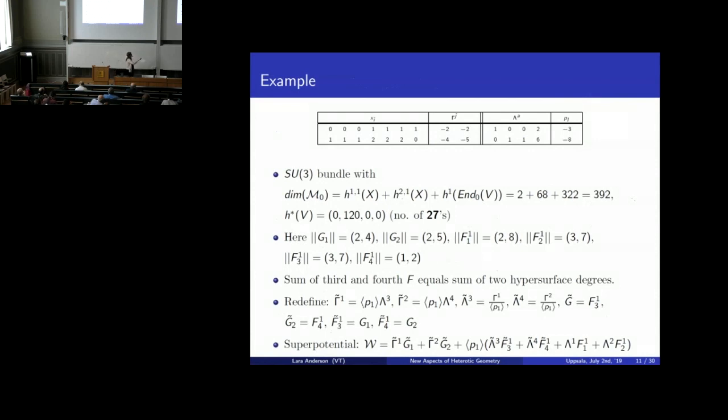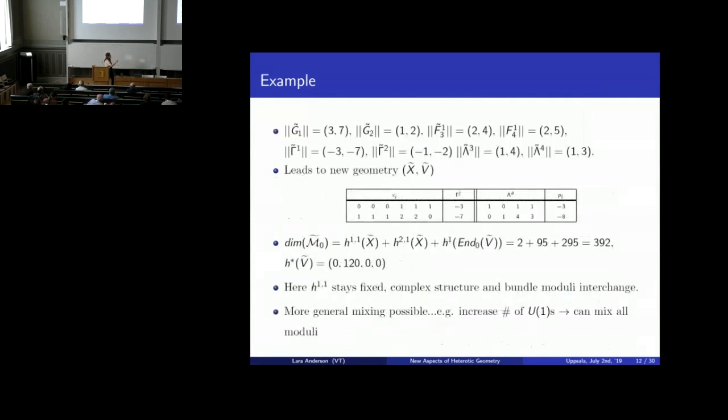But here, the neat thing is that in a Landau-Ginzburg phase, I have a set of Gs. So these are the polynomials in these weights, degree 2.4 and degree 2.5, which can be interchanged in an anomaly-consistent way with some Fs. So the sum of the third and the fourth F equals the sum of the two hypersurface degrees, and this gives me a very explicit set of relabeling that I can do while preserving all anomalies of the theory. So the superpotential has this form. Once I put everything with the tildes, if I go forward, I can get a new set of charges, now relabeled, in which I've switched what was an F and what was a G. And this allows me to write down a new set of charges, which I can try and find a geometric vacuum for. So this allows me to write down just a new GLSM.